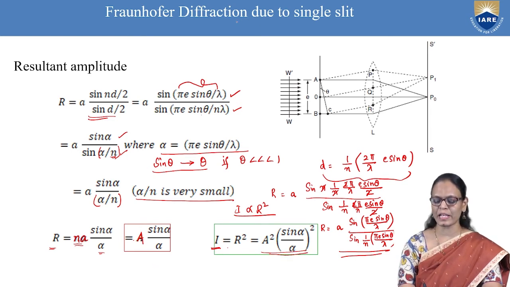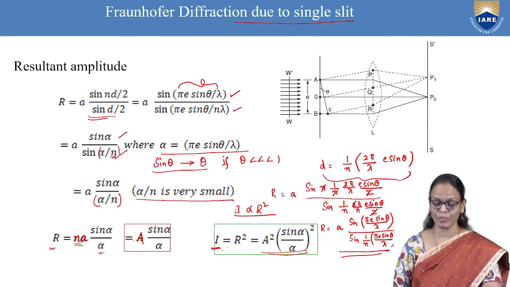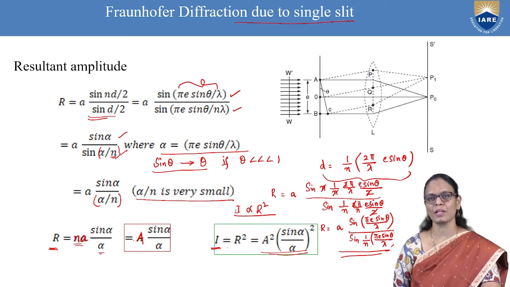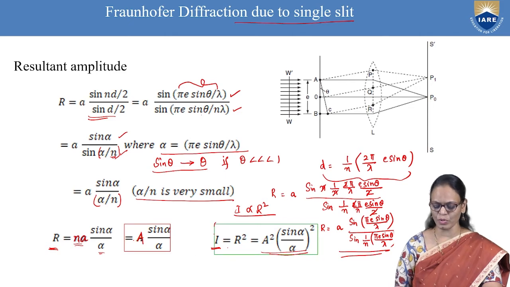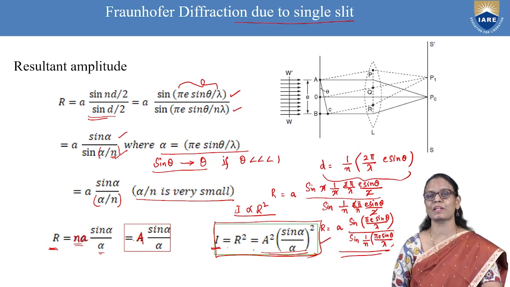So what we have seen now is diffraction due to a single slit, when the slit is divided into n number of equal parts, and the superposition of the secondary wavelets emanating from these secondary sources gives rise to a wave whose amplitude is given by R is A sine alpha by alpha, and the intensity is A square sine square alpha by alpha square. I want you to remember this expression, because when we derive for double slit, we are going to use this expression for R as well as I directly.